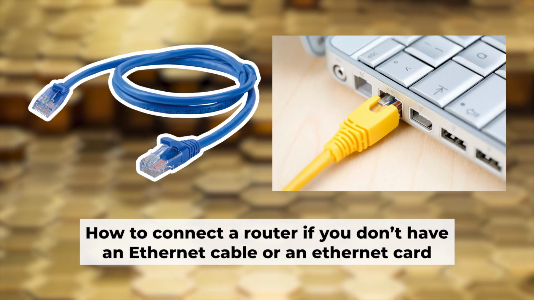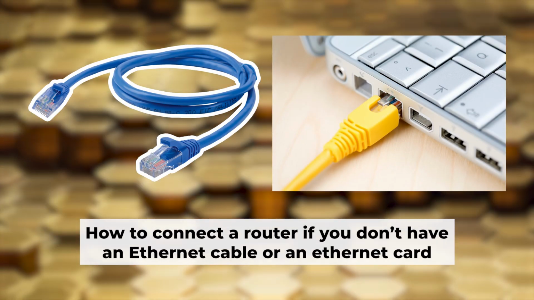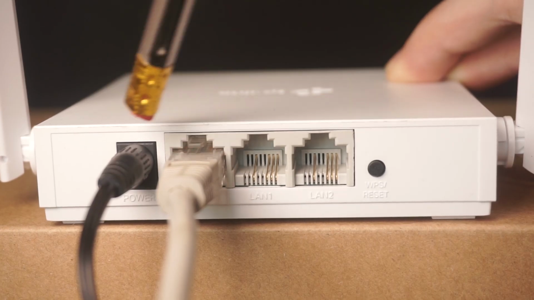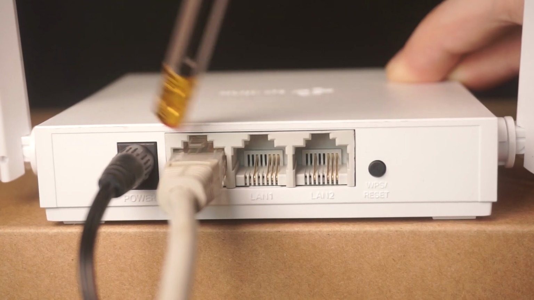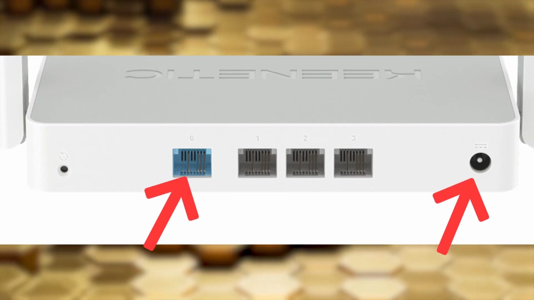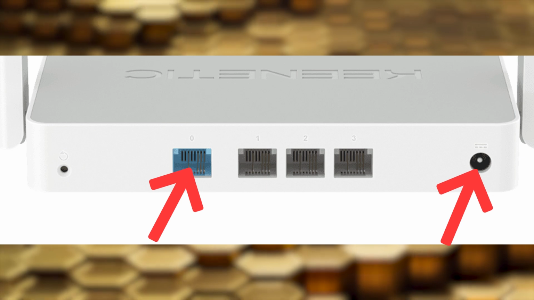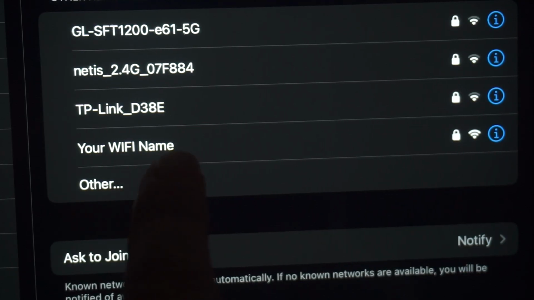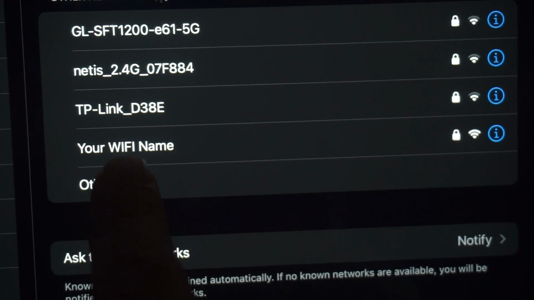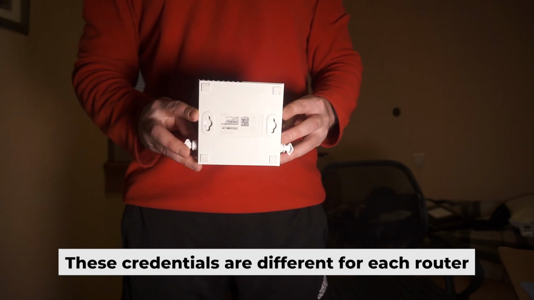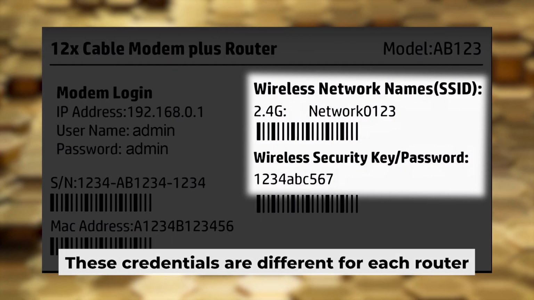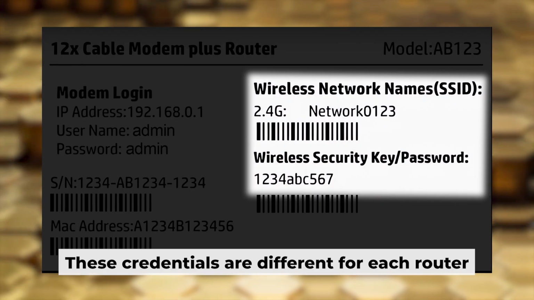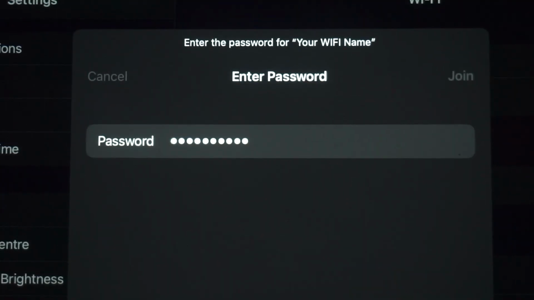Before we get started, I'll show you another way to connect the router in case you don't have an Ethernet cable or your computer doesn't have an Ethernet port. Simply plug in the router to the power adapter and connect the cable from your internet provider. This will turn on the Wi-Fi. If the router is new and hasn't been set up yet, the Wi-Fi network will be named after the router itself. Your router has a unique Wi-Fi network name and password printed on a label. Connect to it.